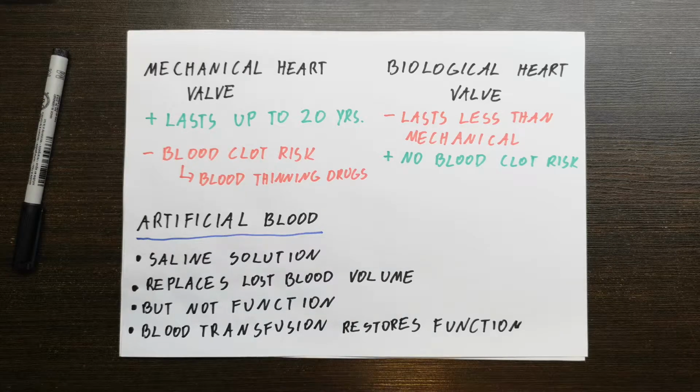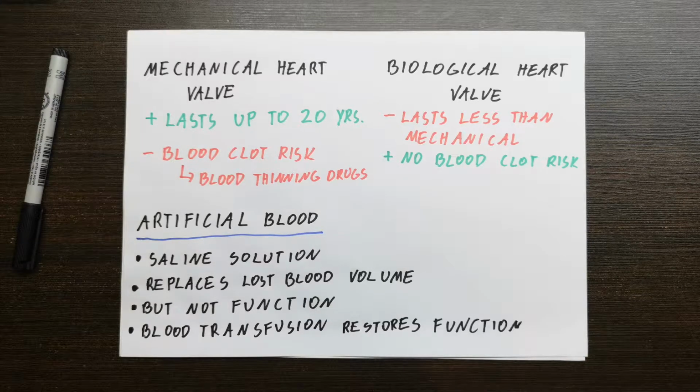So again, here we can see that because of those blood thinning drugs that elderly people may struggle with, mechanical heart valve may be a better solution for younger people, whereas biological heart valve may be a better solution for older people. So, again, it's down to the doctor and the patient to figure out what's best for them.